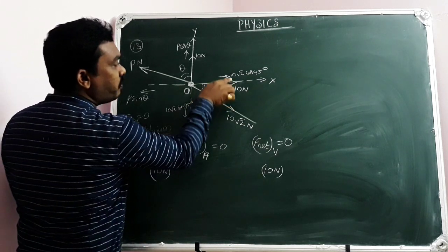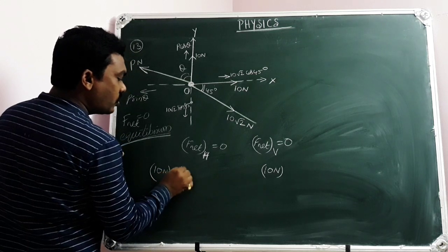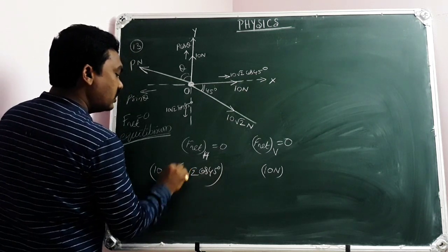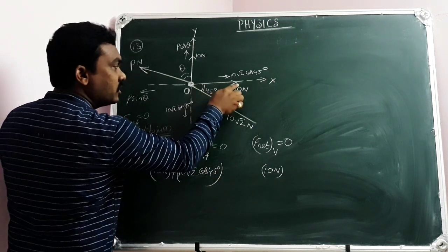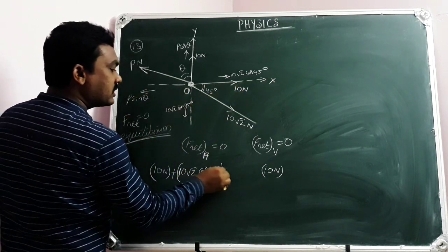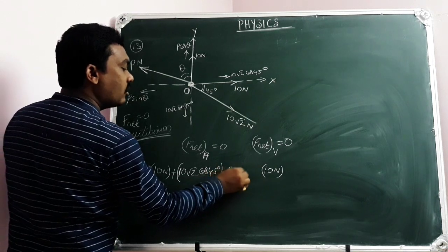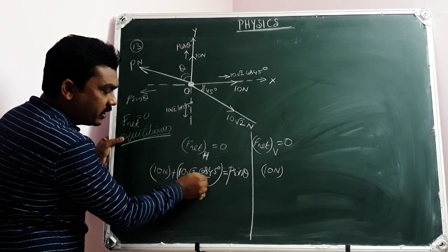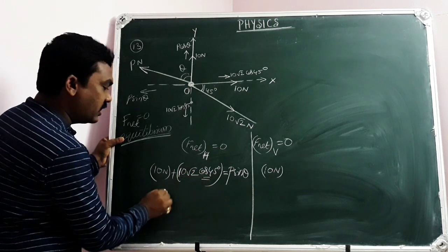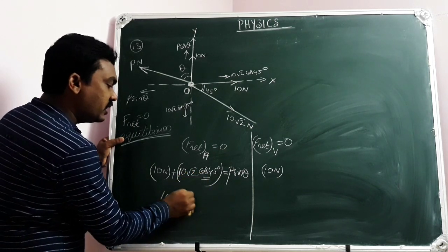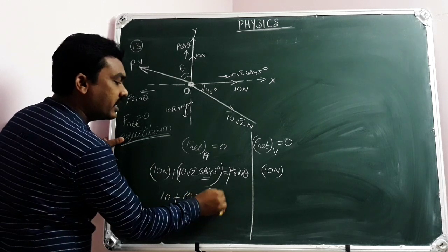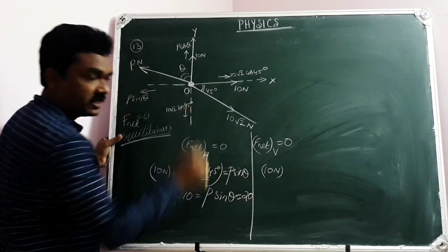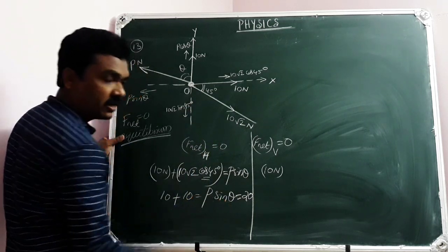See, here 10 plus 10 root 2 cos 45 degrees. This is horizontally right. It should be balanced by P sin theta, which is horizontally left. Of course, cos 45 degrees and root 2 get cancelled. Then 10 plus 10 is equal to P sin theta, which is equal to 20. Keep it aside, because I don't know P, I don't know theta also.